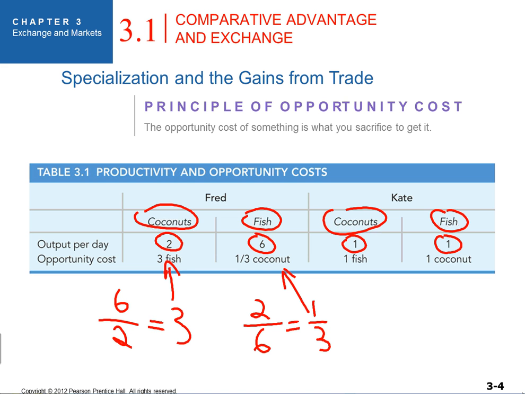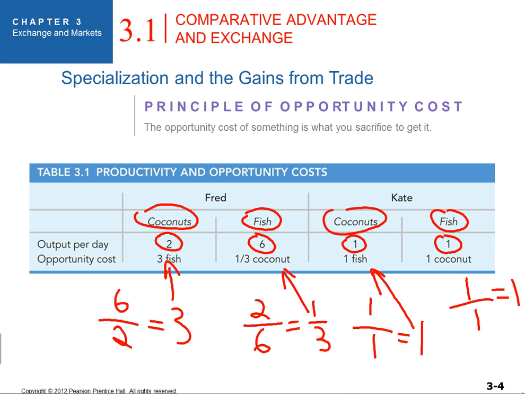Now, let's move on to Kate. If she decides to harvest a coconut, then when she harvests a coconut, she has to give up the opportunity to catch 1 fish. So her opportunity cost of harvesting 1 coconut is 1 fish. She gives up the opportunity to catch that 1 fish. And her opportunity cost of catching a fish is 1 coconut. So when she catches a fish, she loses the opportunity of harvesting 1 coconut. So that's her opportunity cost.